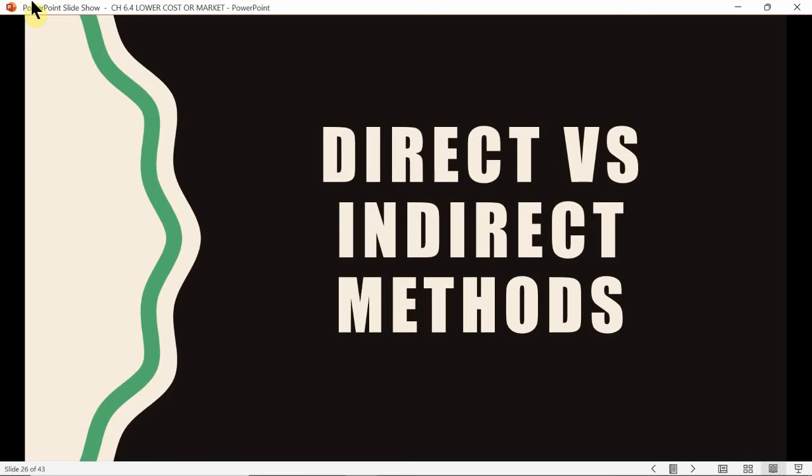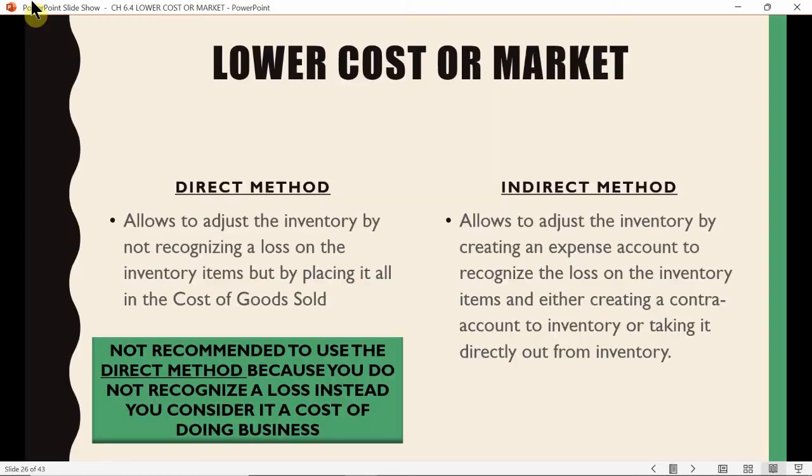Okay. So what does it mean? If I calculate the lower of cost or market and I end up getting a different value than my original cost, so if my market value was lower than my original cost, then I actually have to use one of these methods, the direct or indirect method, to adjust my inventory accordingly. Both of these methods are used to adjust inventory. They both are correct. They both are accepted in the accounting principles. However, let's look at both scenarios on how we would approach each one.